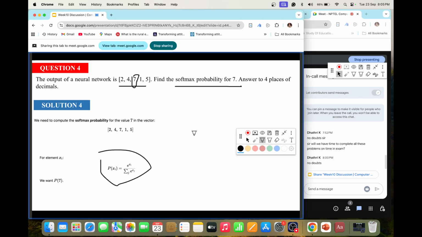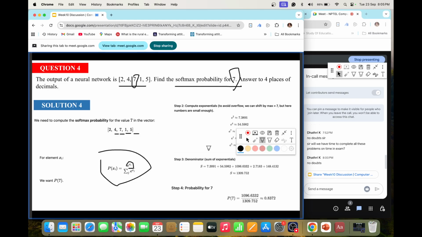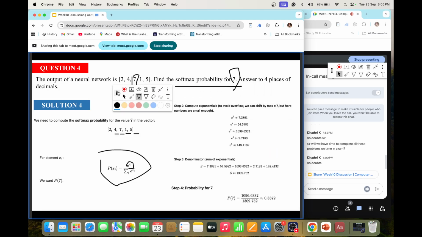So to find the probability for 7, e to the power 7 will be at the numerator, and at the denominator it will be e to the power 2 plus e to the power 4 plus e to the power 7 plus e to the power 1 plus e to the power 5. When you calculate it, your answer is coming 0.8372. So 0.8372 is your answer.